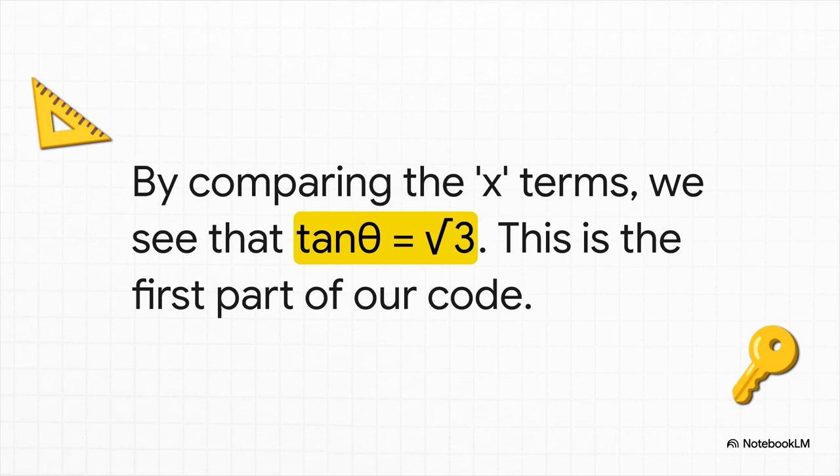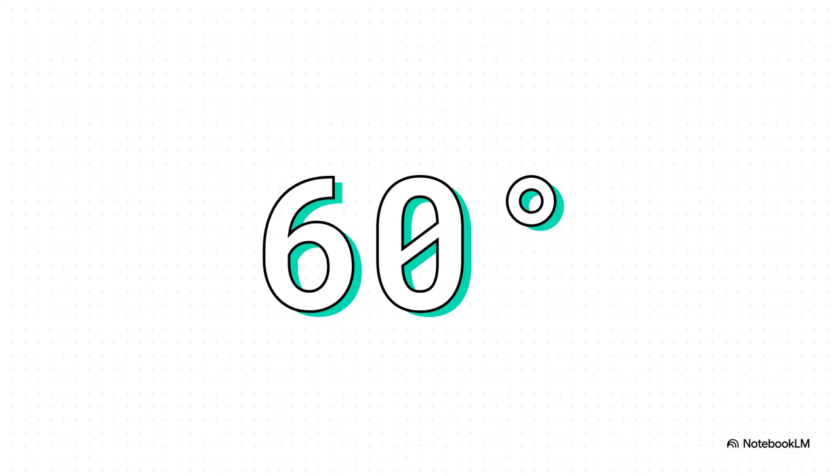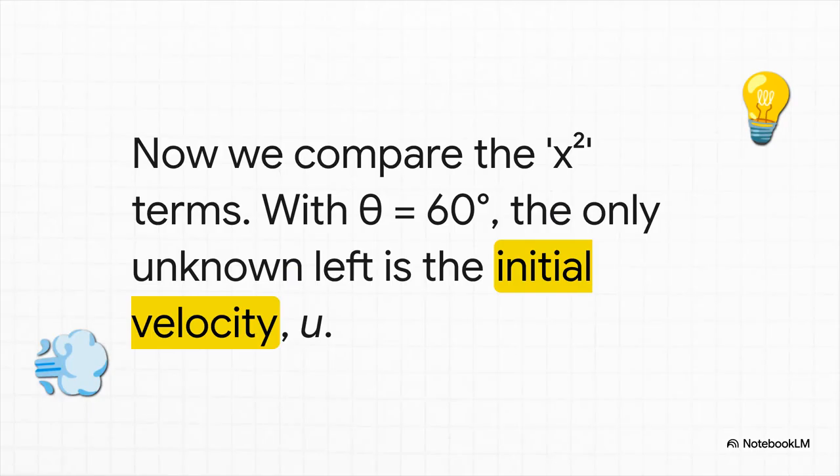In the standard form, the part that's multiplied by x is tan theta. In our given equation, the part multiplied by x is the square root of 3. Well, if they're in the same spot, they must be equal. So tan theta has to equal the square root of 3. And if you remember your trigonometry, or just pop it into a calculator, the angle that has a tangent of root 3 is exactly 60 degrees. And just like that, we've decoded the launch angle. One secret down.